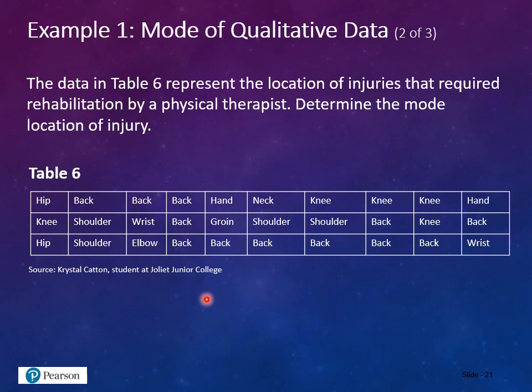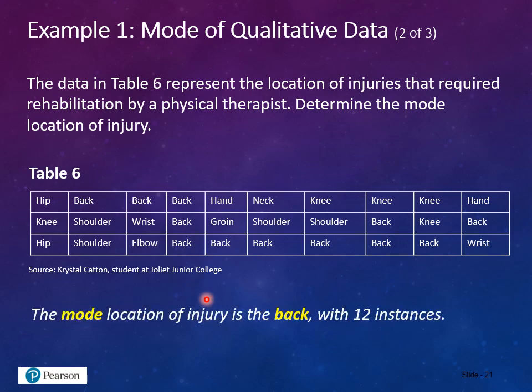When you have that, hit pause. When you have that, hit play again. So it's pretty clear that back happens a lot more than anything else. I think knee is the second, but it's not even that close. The back occurs with 12 instances, and that's actually not even surprising to many of us that have had sports injuries or just movement injuries. So this mode is pretty straightforward, one of the easier concepts to calculate and see what happens.